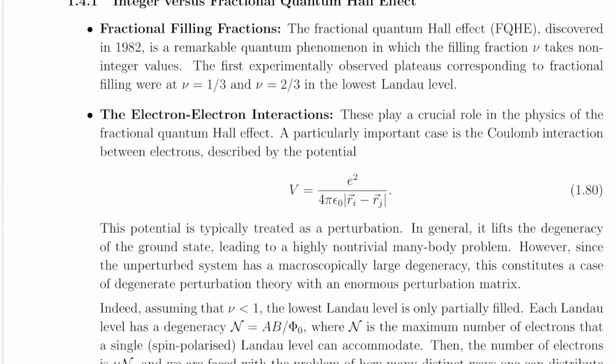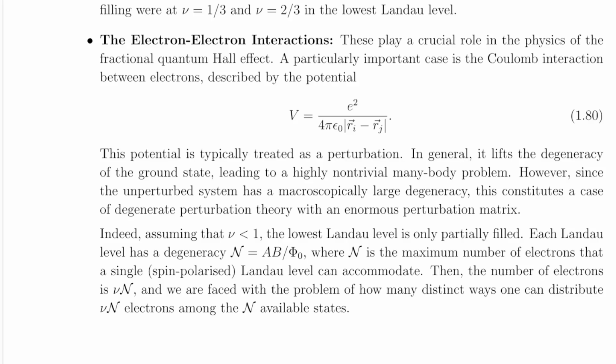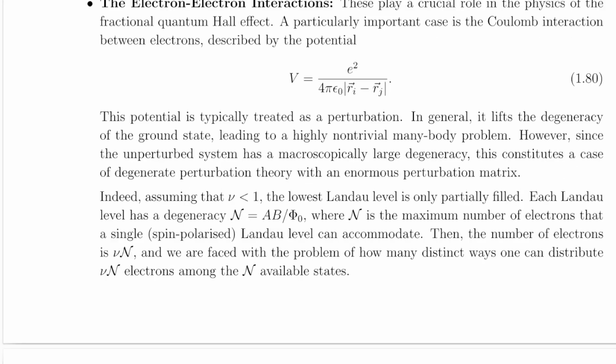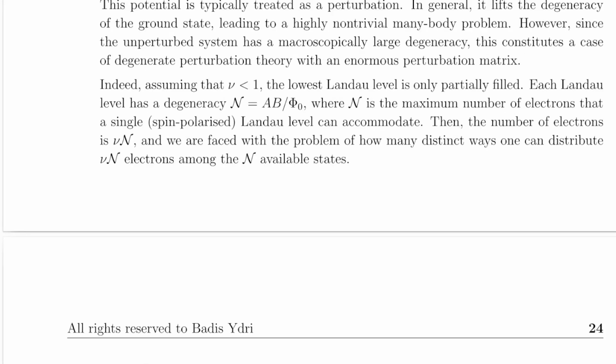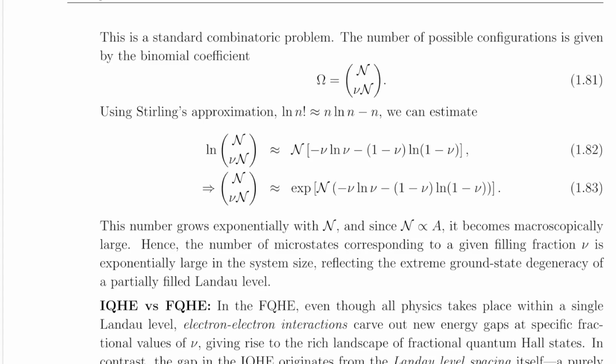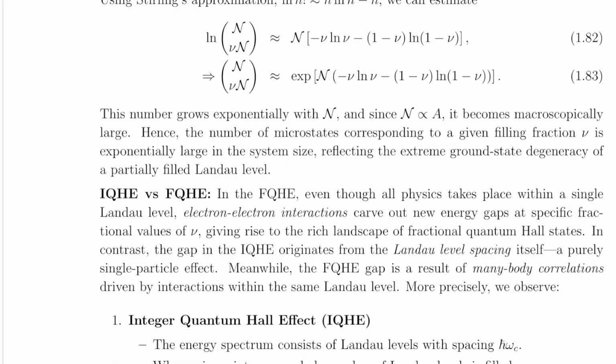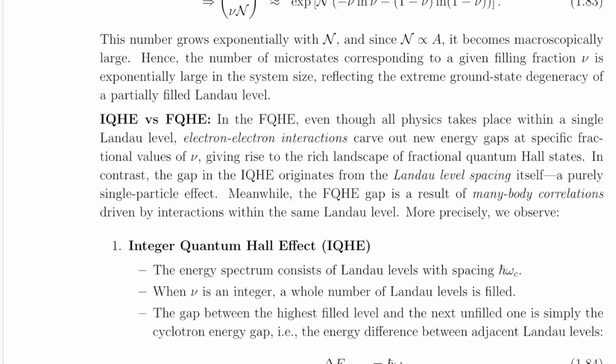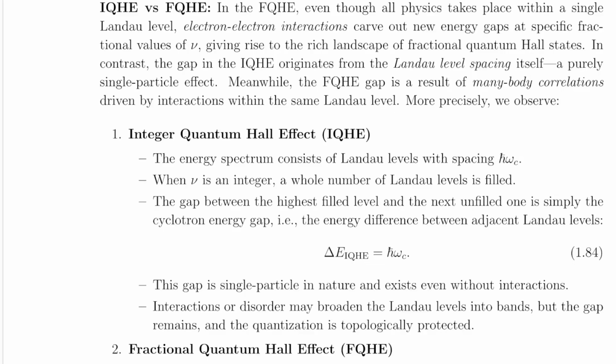This difference reflects a deeper divide. In the integer quantum Hall effect, or IQHE, electrons occupy discrete energy levels called Landau levels, created by a strong magnetic field. When an integer number of these levels is filled, the system develops an energy gap, the cyclotron gap, which is entirely a single particle effect. It arises even if the electrons do not interact. That's why the IQHE is robust and was discovered first.